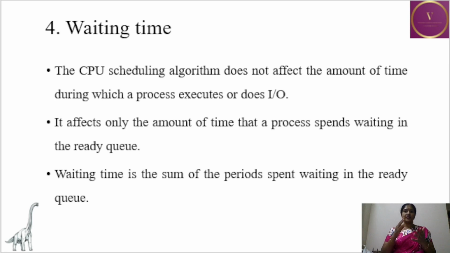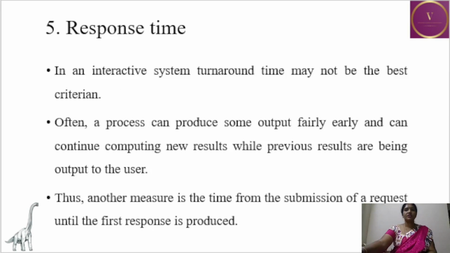So finally, the CPU scheduling algorithm does not affect the amount of time during which a process executes or does IO operation. So the scheduler is not at all affected by CPU utilization or IO operation. It is affected only by the time that the process spends waiting in the ready queue. Okay, all right. So the next criteria in CPU scheduling criteria is the response time.